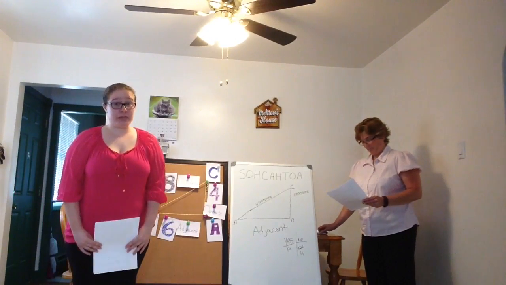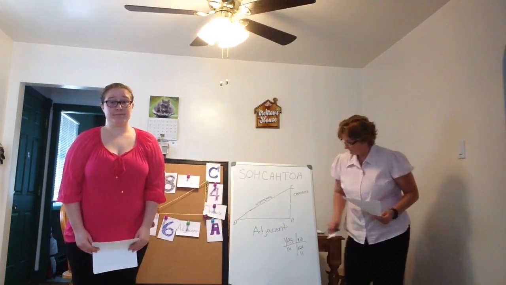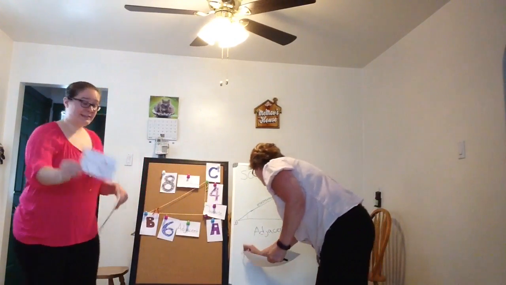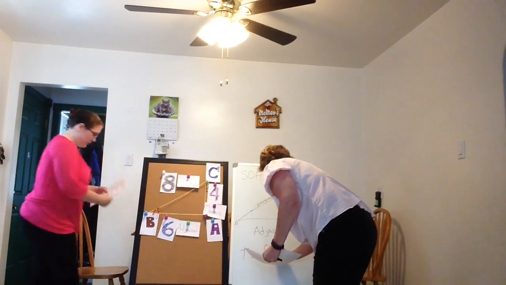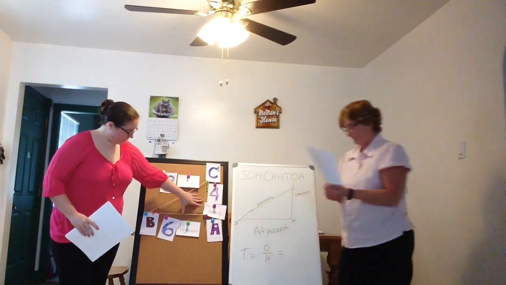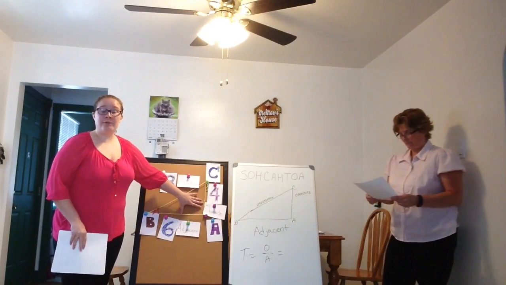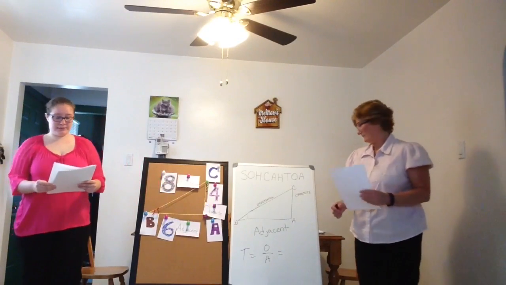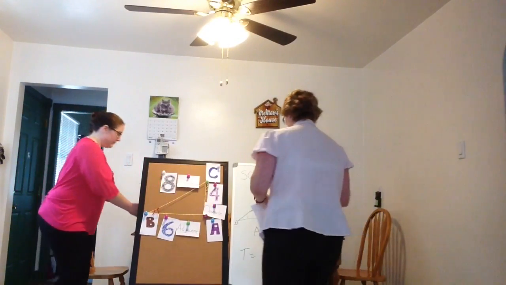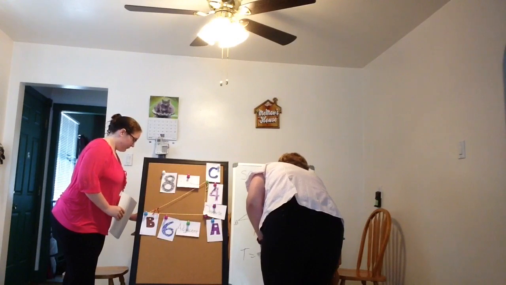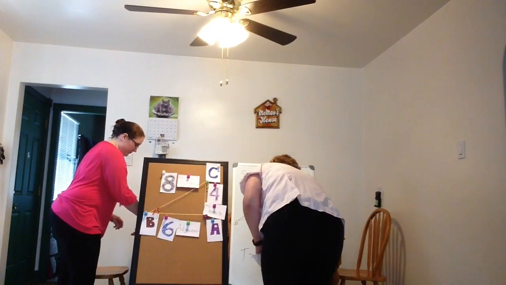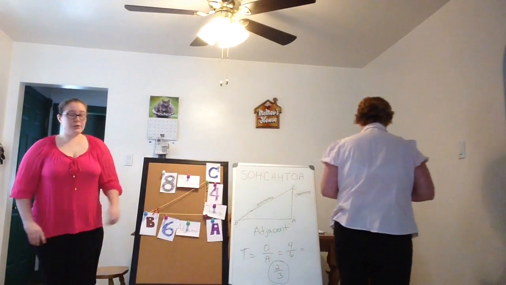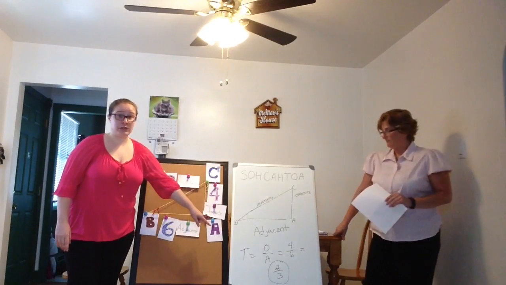One more time, how do we solve for tangent? That's right, the opposite over the adjacent. Knowing that, which of our two values, 4 and 6, should be the numerator and which should be the denominator? Take some time to figure that out. Your final answer should be 2/3.